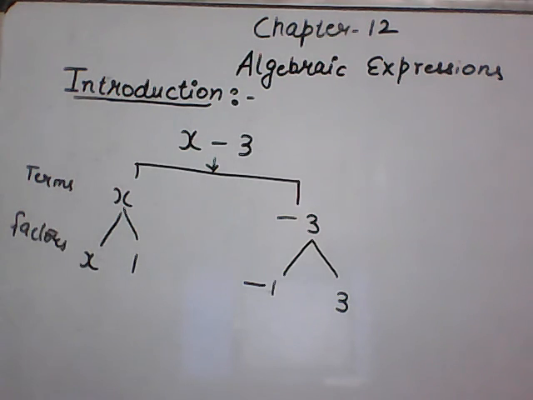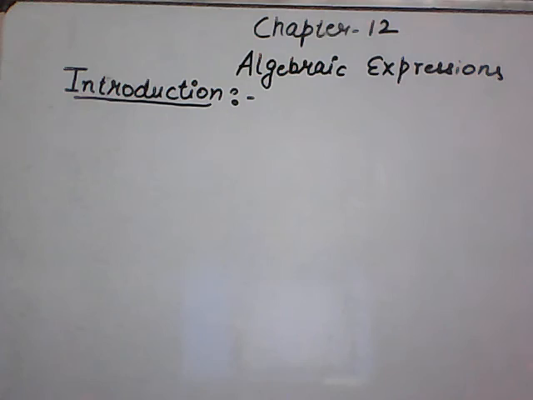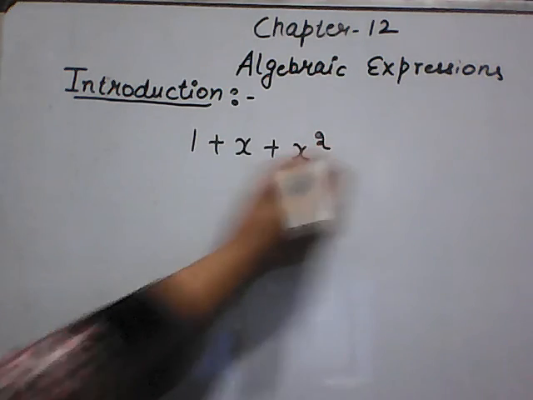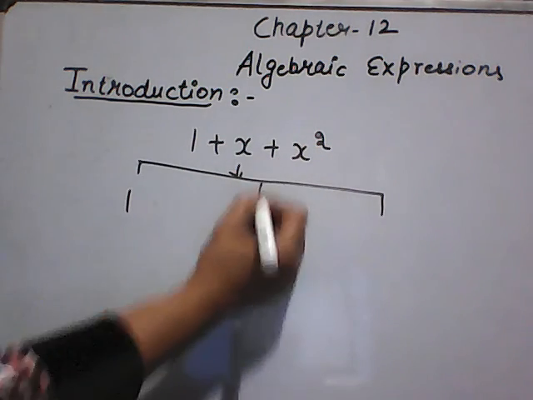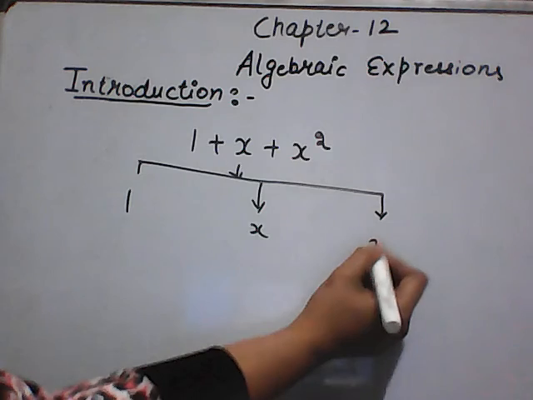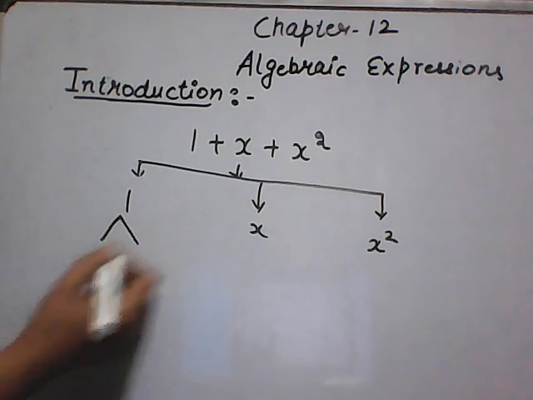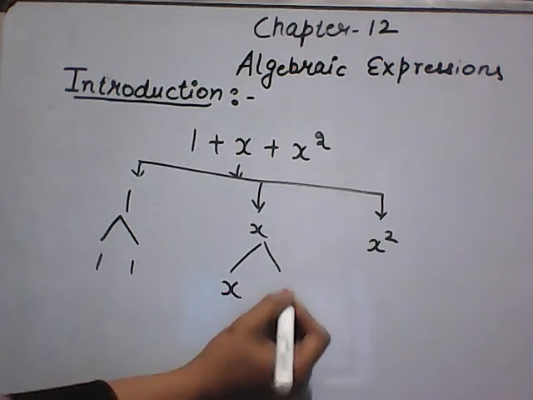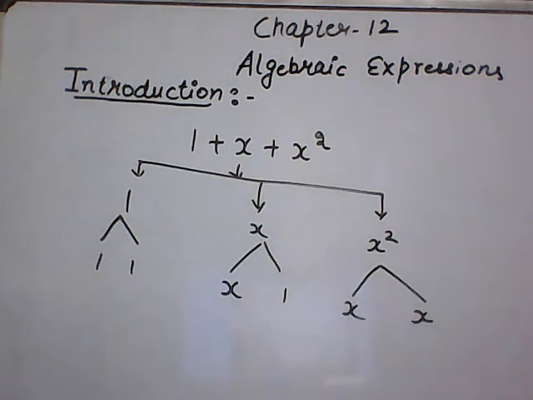Let's do one more question. Here suppose the expression is given to you: 1 plus x plus x square. Then how many terms are there? 3 terms: 1, x and x square. Now you have to write down the factors. What are the factors of 1? 1 and 1. What are the factors of x? 1 and x, or you can say x and 1. What are the factors of x square? x and x. So in this way you can represent the tree diagram of the expressions.